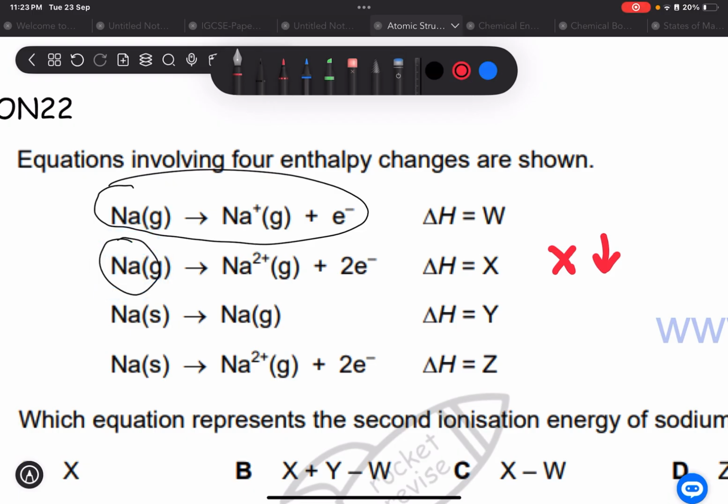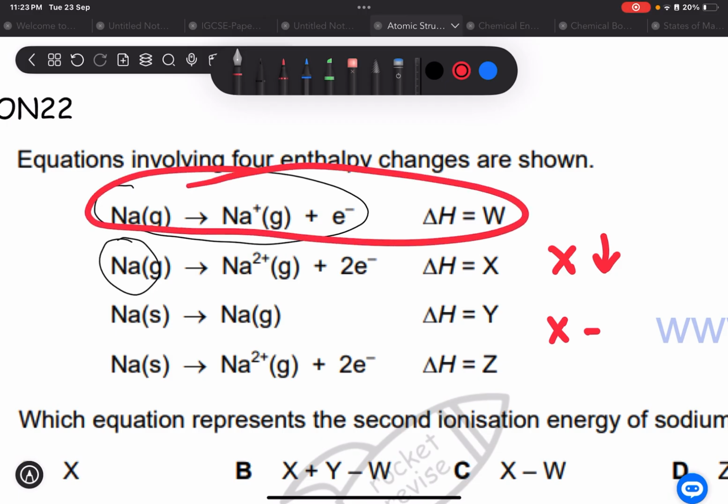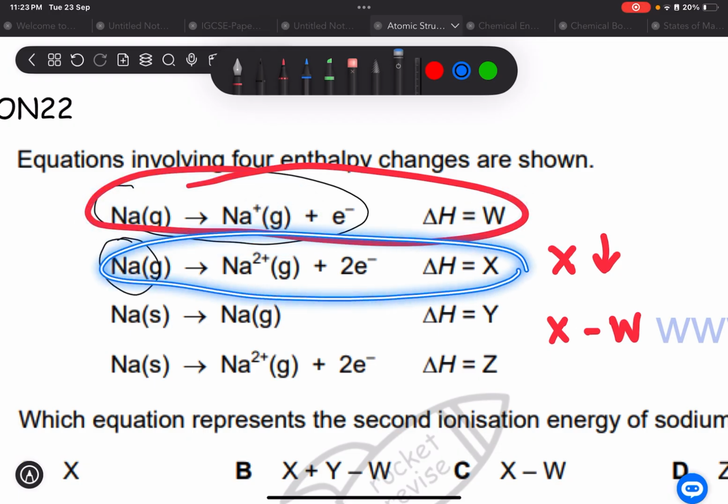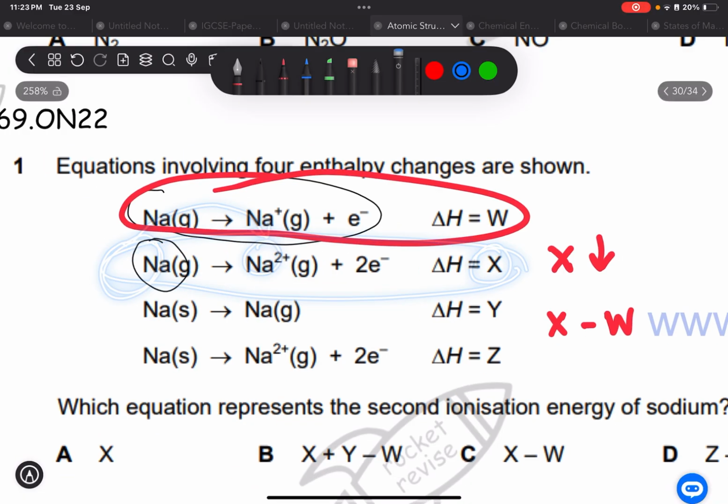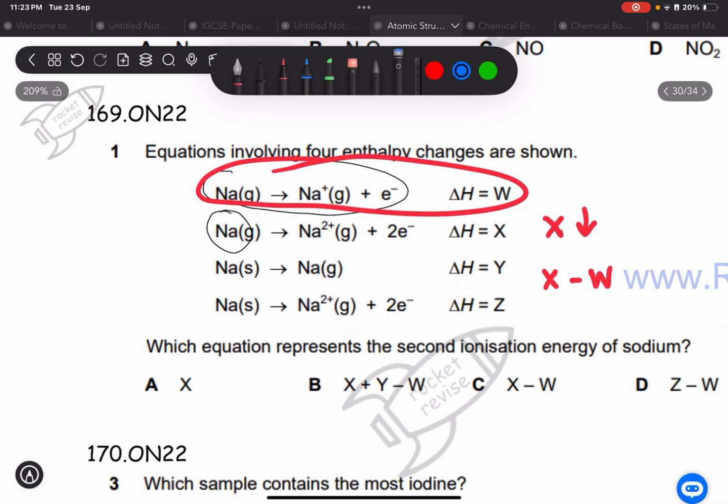So it has to be X, and we subtract from it the first ionization energy, because we don't need the first one. We just need the second one. The first ionization energy is when we take 1 electron out from a sodium atom. This X is a combined value of the first and the second, because we're forming an ion directly from an atom. So I hope you get it. It's going to be X minus W, which makes option number C the correct one.